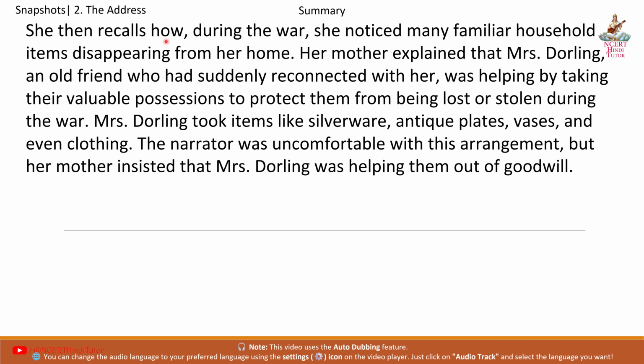She then recalls how, during the war, she noticed many family household items disappearing from her home. Her mother explained that Mrs. Darling, an old friend who had suddenly reconnected with her, was helping by taking their valuable possessions to protect them from being lost or stolen. During the war, Mrs. Darling took items like silverware, antique plates, vases, and even clothing. The narrator was uncomfortable with this arrangement, but her mother insisted that Mrs. Darling was helping them out of goodwill.